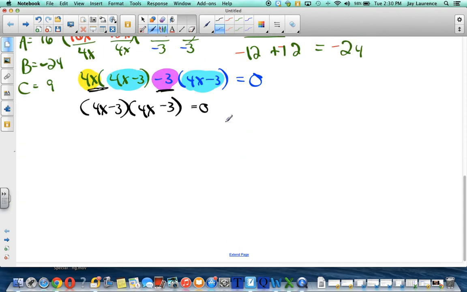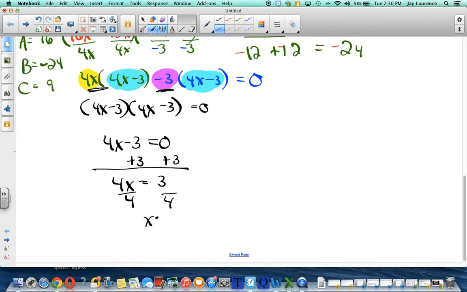Now, this problem will only have one solution. I'm going to write 4x minus 3 equal to 0. Normally we'd write 2 or possibly 3, but since the quantities are the same, I only have to write 1. I'm going to solve for x. Divide by 4, divide by 4, and so x is going to equal 3/4. If x is 3/4, both the quantities turn to 0. My solution is 3/4. Oops, I should have made a little bracket there. Sorry about that. Got a little ahead of myself.